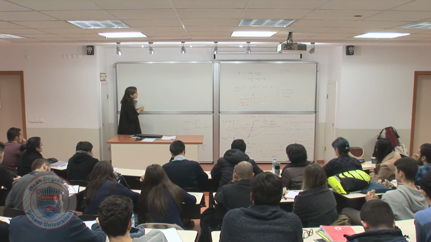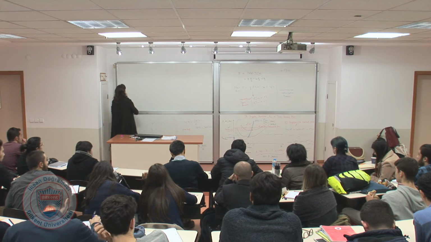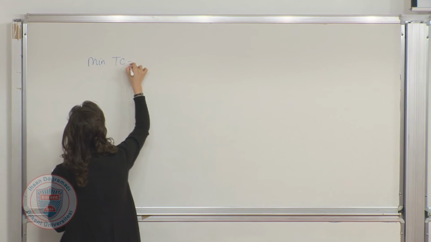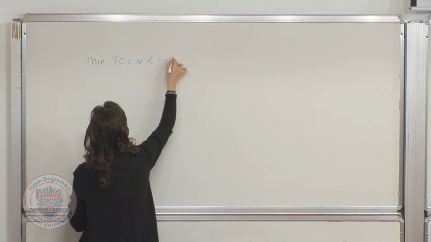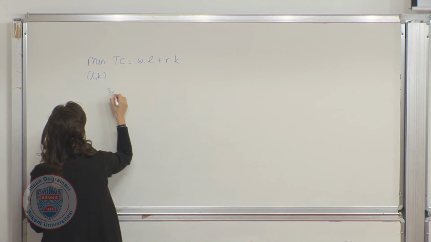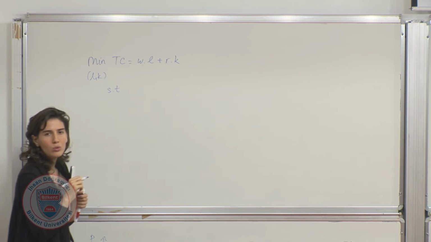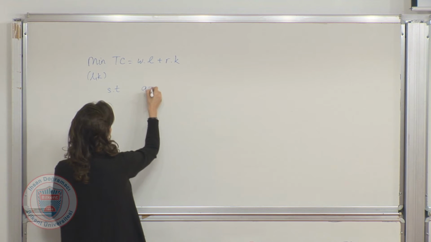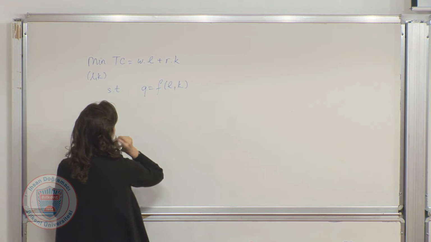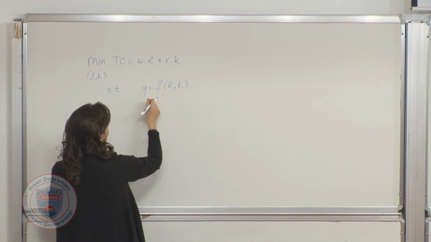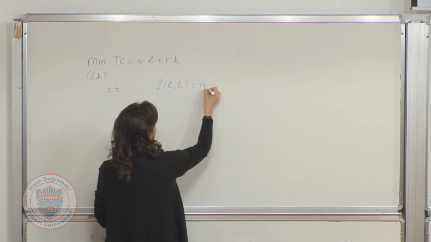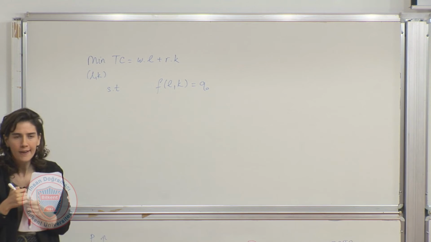Okay, so the cost minimization problem was this. We were writing: minimize total cost, which is wage times L plus R times K, with respect to L and K, subject to the amount that you would like to produce. So we were saying Q = F(L, K), and that you would like to have this equal to a certain level of output, let's say Q0.